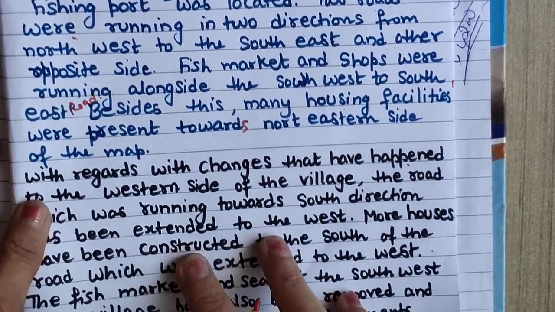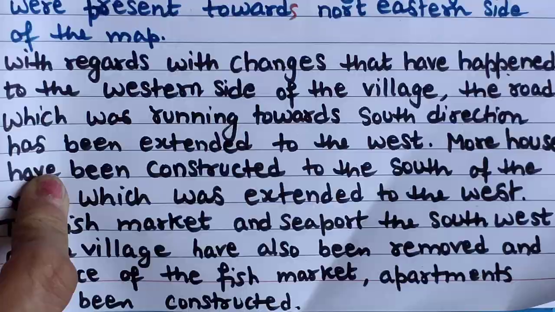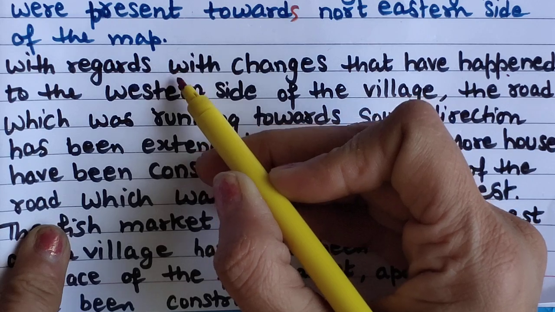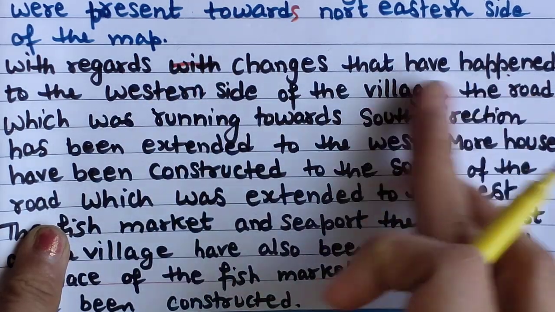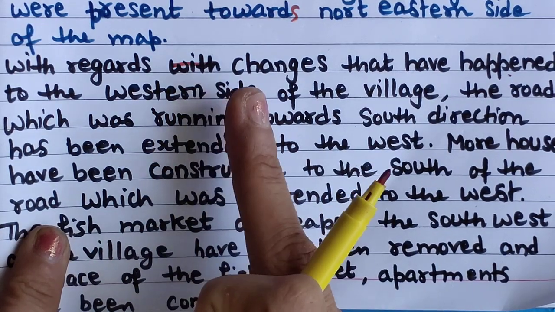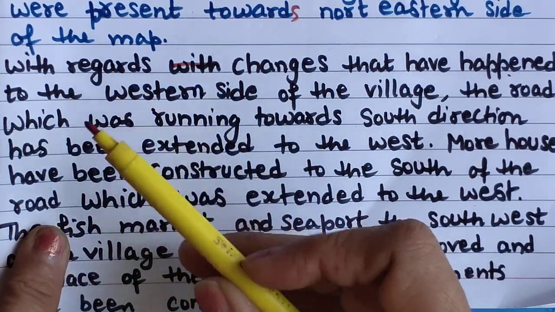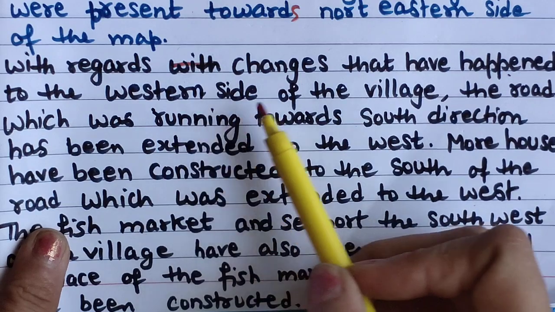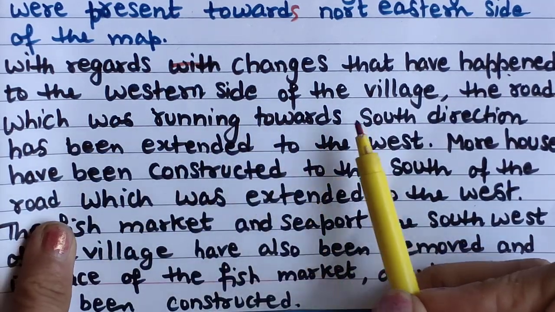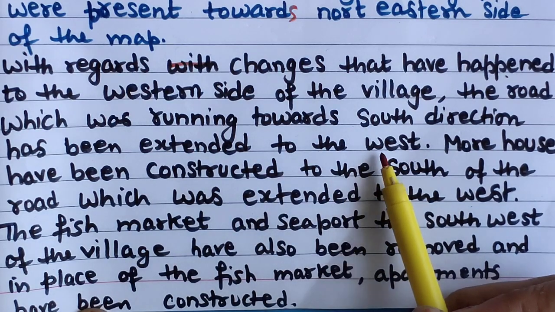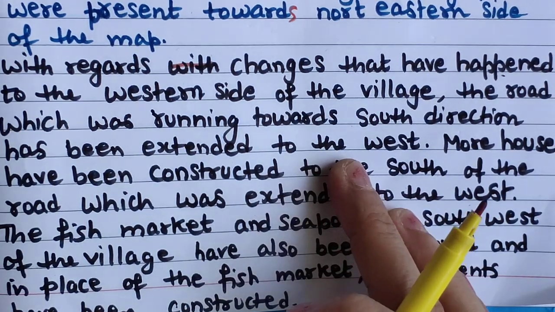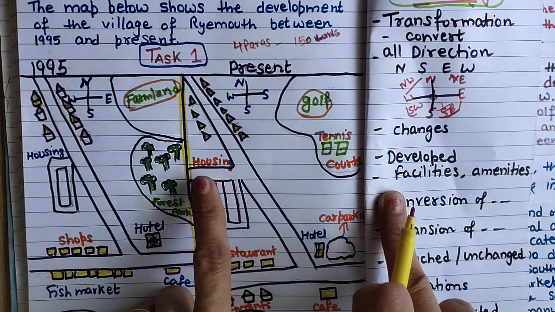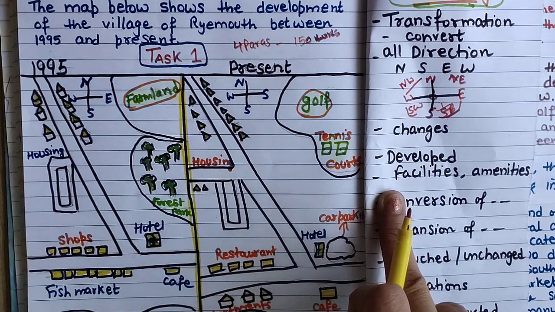Now coming to the last paragraph, that is the comparison, present to past. Here comparison is important. With regards to changes that have happened to the western side of the village, the road which was running towards the south has been extended to the west. That's why rereading your essay is important, so now after writing, I am reading it with you for making this video. I will show you the change. There were two roads already. Now this road has been extended, this new road towards the west they have created.